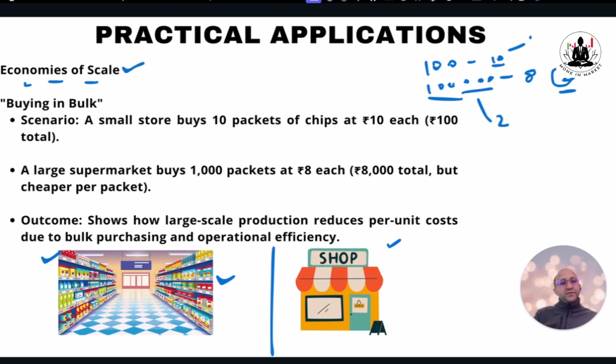The same goes with the raw material. If you are producing something in bulk, if you're producing 100 pens, that 100 pens will cost you very high. So if you're producing 1 lakh pens, you can procure raw material at a very discounted price. I hope this is clear to everybody.